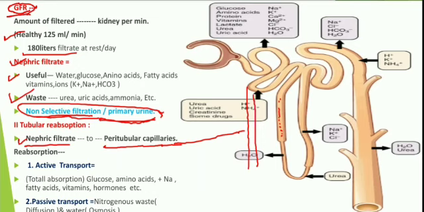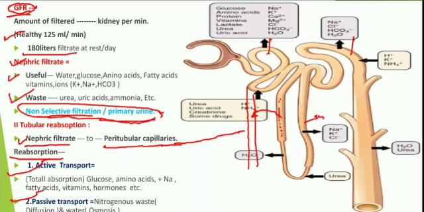The filtrate present in the renal tubule enters into the peritubular capillaries, and this process is known as reabsorption. The movement of molecules from filtrate to peritubular capillaries is reabsorption. You can go through this diagram. Some arrow marks are given from the renal tubule outward, meaning movement towards the peritubular capillaries, and this is reabsorption. Reabsorption takes place by active transport as well as passive transport.